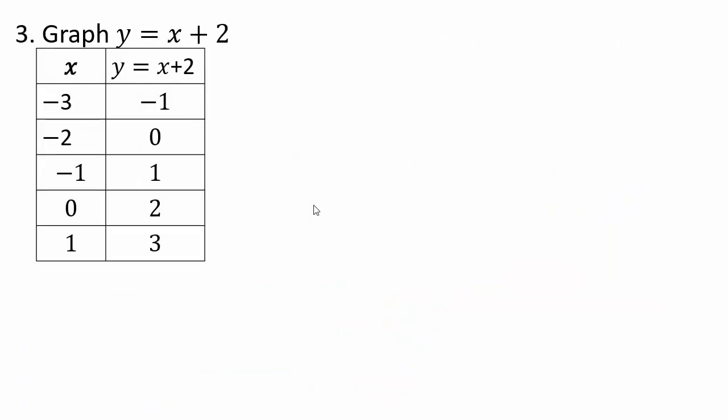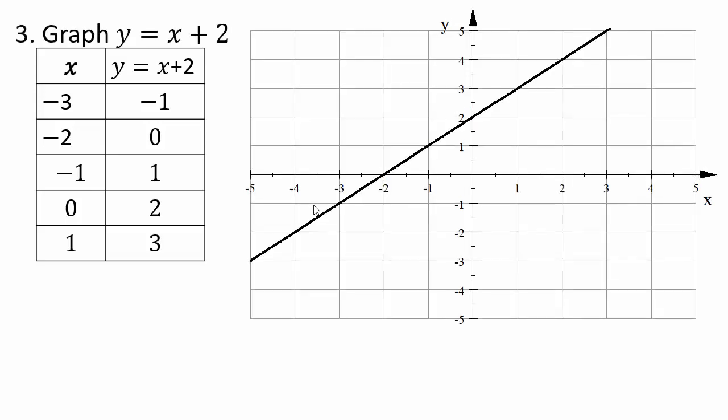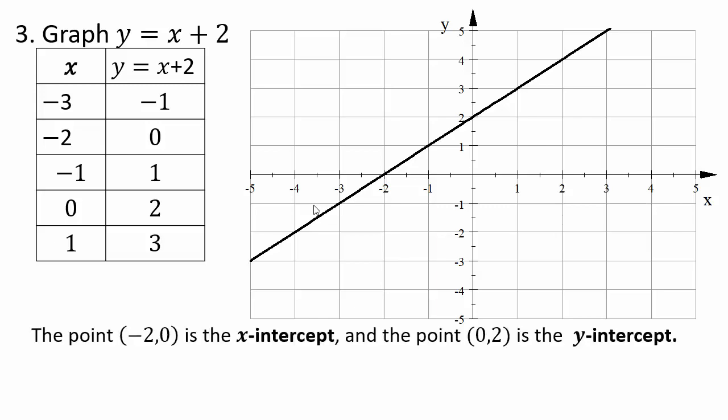All right, y equals x plus 2. Again, plot the points and connect, so we know it's a straight line. To do the inequality, let's quickly review: (-2, 0) is the x-intercept and (0, 2) is the y-intercept. Remember how to find them? Replace y with 0 to get the x-intercept, and x with 0 to get the y-intercept.